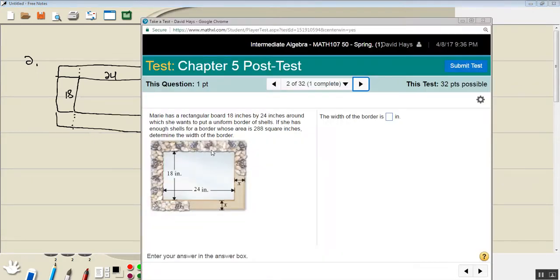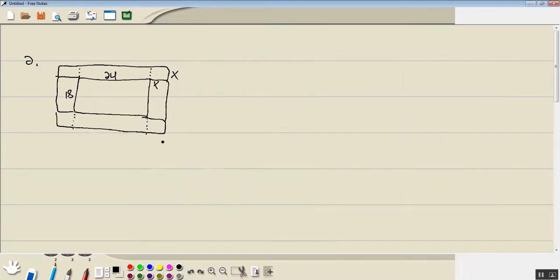Okay. Let's put a uniform border. If she has enough shells for a border whose area. This specifically says the area of the border is 288. Okay. The area of the border will be all of this. When I started reading the problem, I fully expected it to be the area of the entire piece.